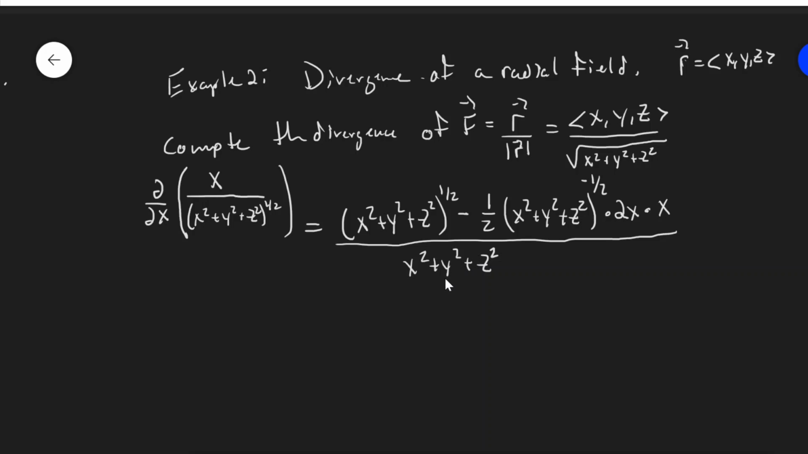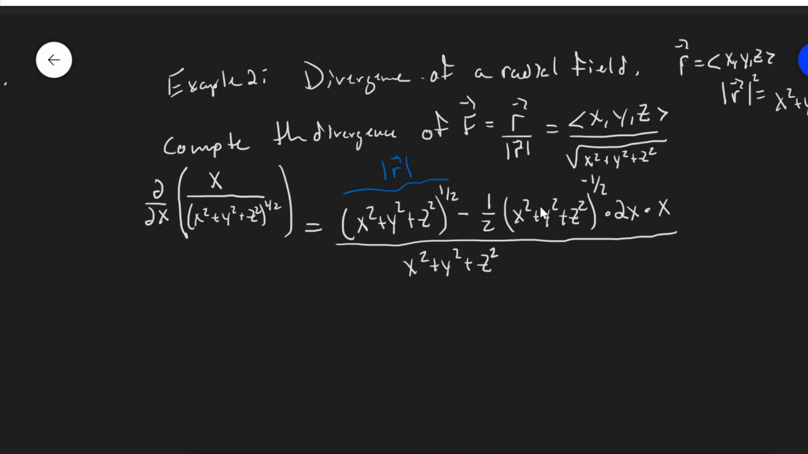And let's try and simplify this a little bit. One, I see a lot of this x squared plus y squared plus z squared. Remember, this is magnitude of r squared. If I square it, I get exactly x squared plus y squared plus z squared. So what we have here, this is magnitude of r.